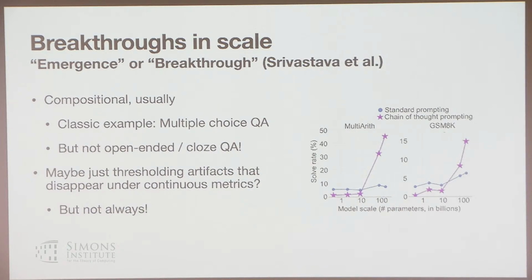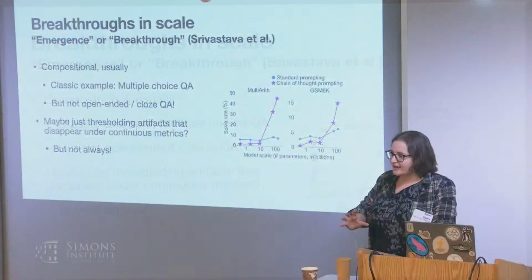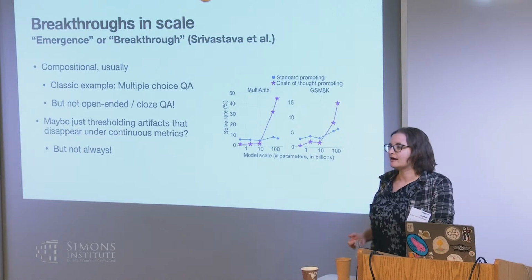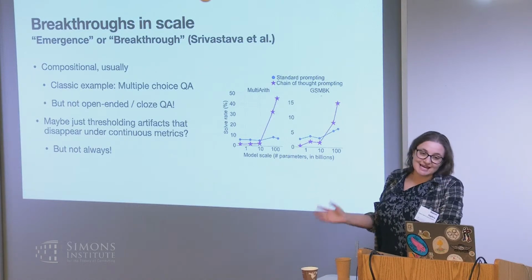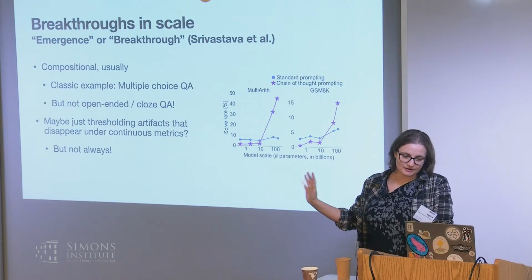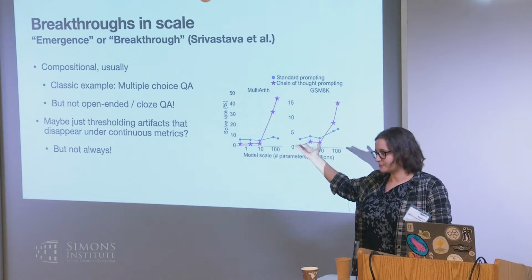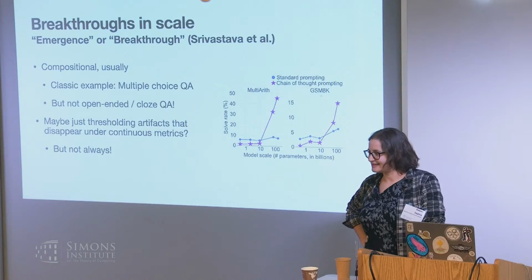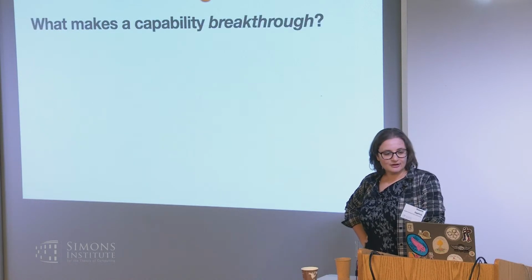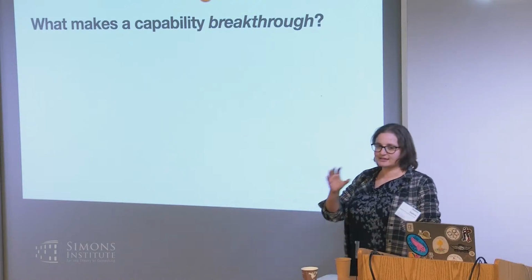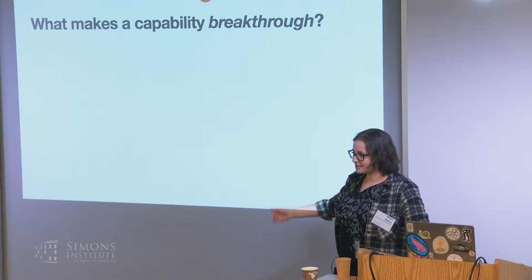There's a lot of controversy about these, and whether it's just an artifact of a metric that has some kind of thresholding effect. It seems that many of them are, but not all of them. And in particular, I would say not multiple choice question answering. So you can rely on that one as a case study often. All right, so these are all breakthroughs, either in scale or in the time dimension.